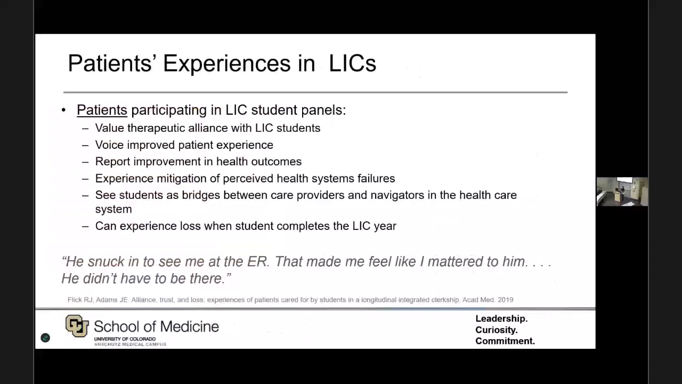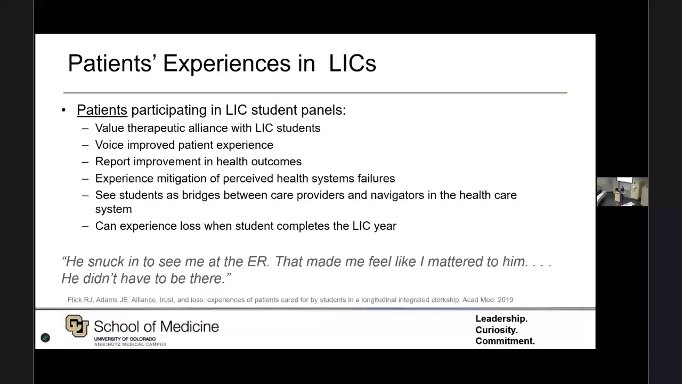And then what's the impact on the patients who are cared for by LIC students? Patients who participate in LIC student panels, who are cared for by LIC students alongside their preceptors, report valuing the therapeutic alliance that they had with LIC students, voice improved patient experience, report improved health outcomes, and a multitude of other improvements or benefits of their care as a result of having an LIC student help care for them. I think this quote at the bottom of this slide is another just perfect representation of our why.